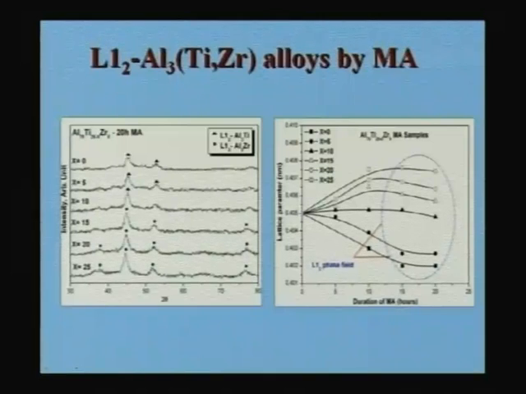Another possibility is to add certain alloying elements which can stabilize the FCC structure rather than the BCT type of structure, such as chromium, manganese, copper, nickel. A number of these elements have a tendency to stabilize the L12 phase. So that is one possibility. Another possibility is to go through a process such as mechanical alloying, where one can easily produce these compounds.